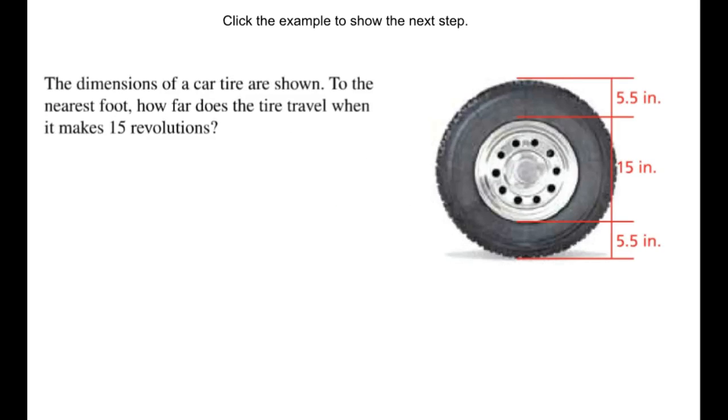So here's our real world problem. The dimensions of a car tire are shown. To the nearest foot, how far does the tire travel when it makes 15 revolutions? We first have to think of what I'm looking for and what information I need. I know I'm going to be dealing with the circumference, because that's going to be the distance that the tire travels.